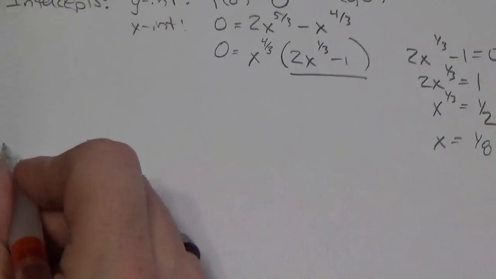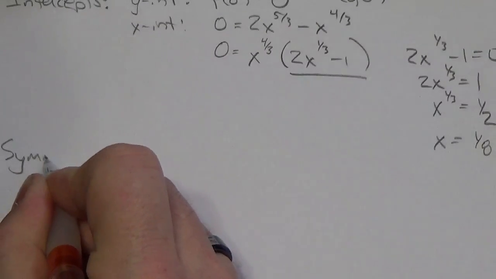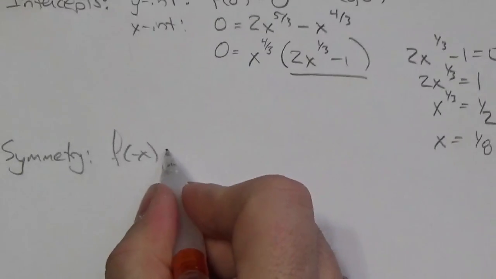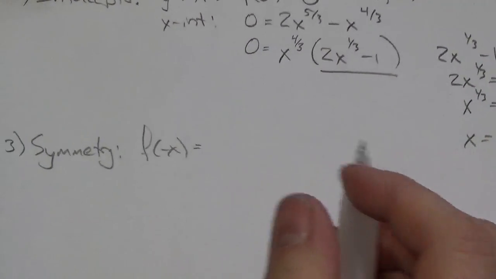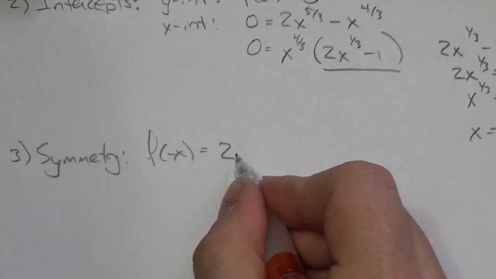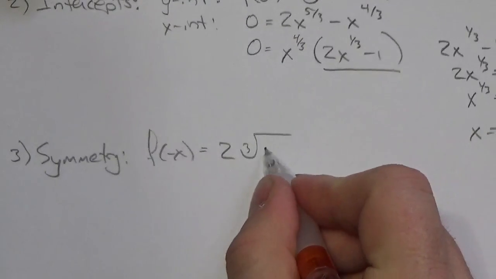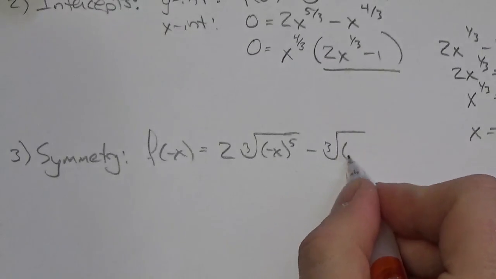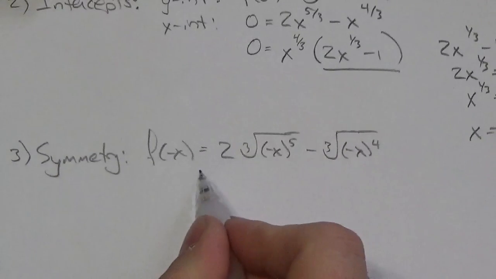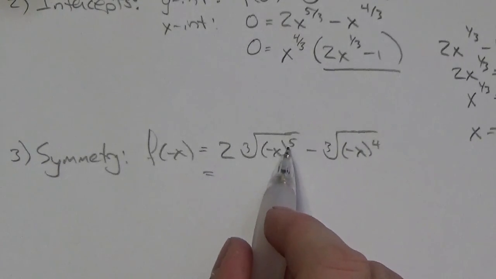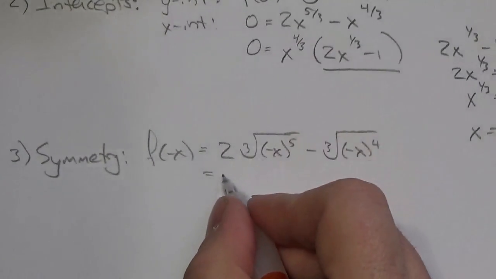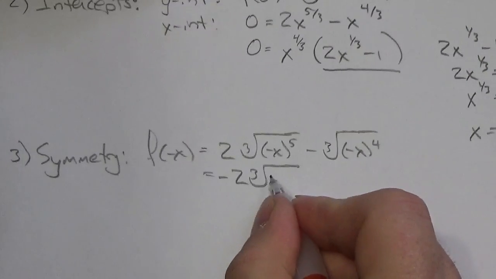Now, let's take a look at symmetry. Remember, what we're going to do here is plug in negative x and see what happens. If you plug in negative x, we get 2 multiplied by the cube root of negative x to the 5th minus the cube root of negative x to the 4th. Here, a negative to the 5th is going to stay negative. The cube root of a negative is a negative, so I'm going to factor that out. So negative 2 times the cube root of x to the 5th.